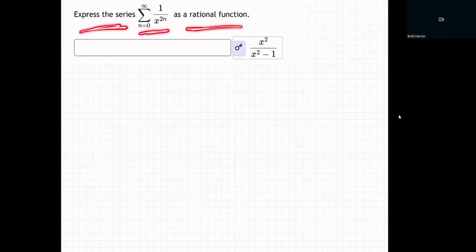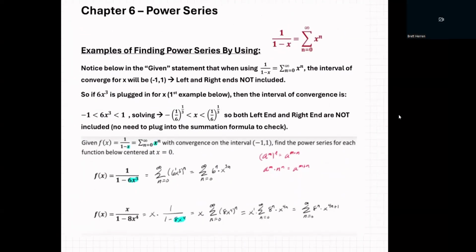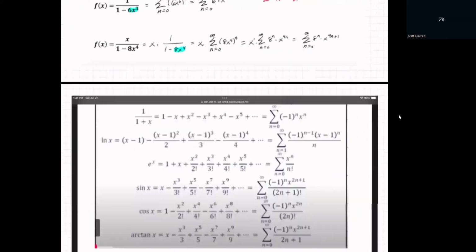Express the series as a rational function. Okay, so how do we do it? Well, we're going to use these formulas from the notes. So here's the notes, power series notes. Going to use this main formula right here. 1 over 1 minus x is the sum of x to the n.